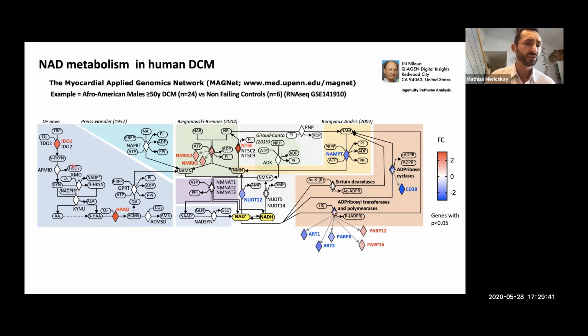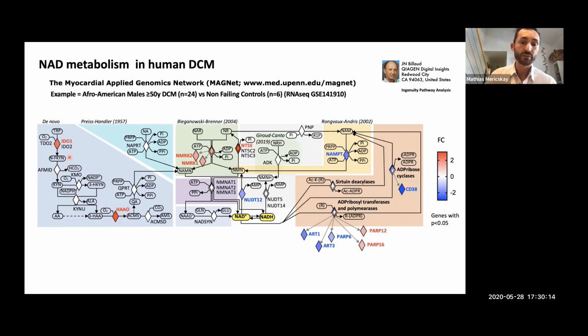On the side of the tryptophan de novo metabolism, which can lead to synthesis of NAD through a rather complex multi-step pathway, there were some changes, but we are not sure that this is occurring in the cardiomyocytes, because cardiomyocytes are not known to express high levels of these enzymes. It could be a signature of changes in the NAD metabolism of immune cells which are present in the myocardium and could be activated in the context of dilated cardiomyopathy.